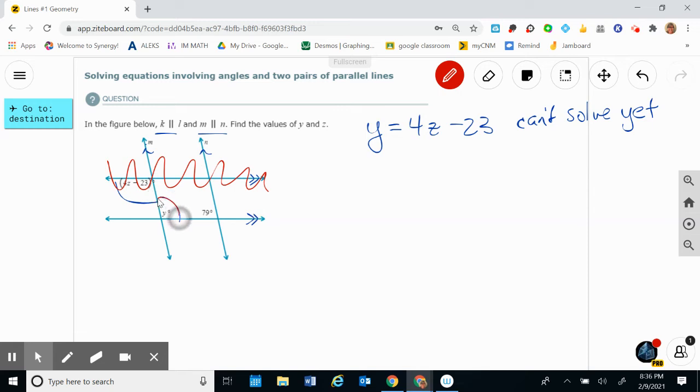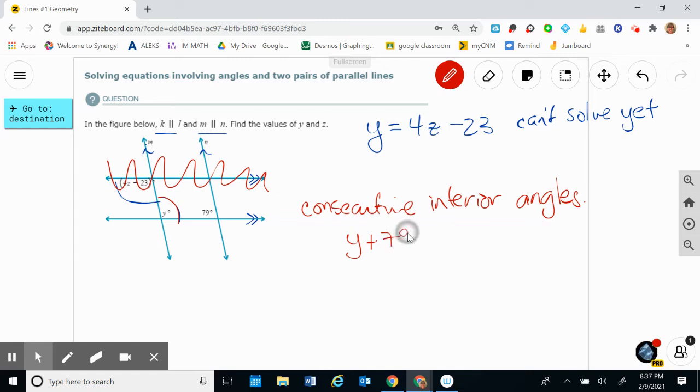Okay, so look, this is y, and this is 79. What do we know about these two angles? They are consecutive interior angles, and they add up to 180. I've said that in a couple slides and we've used it, so that's really important. So look, we can solve for y in this equation. We get y is equal to 180 minus 79, which is 101. Okay, so y equals 101.